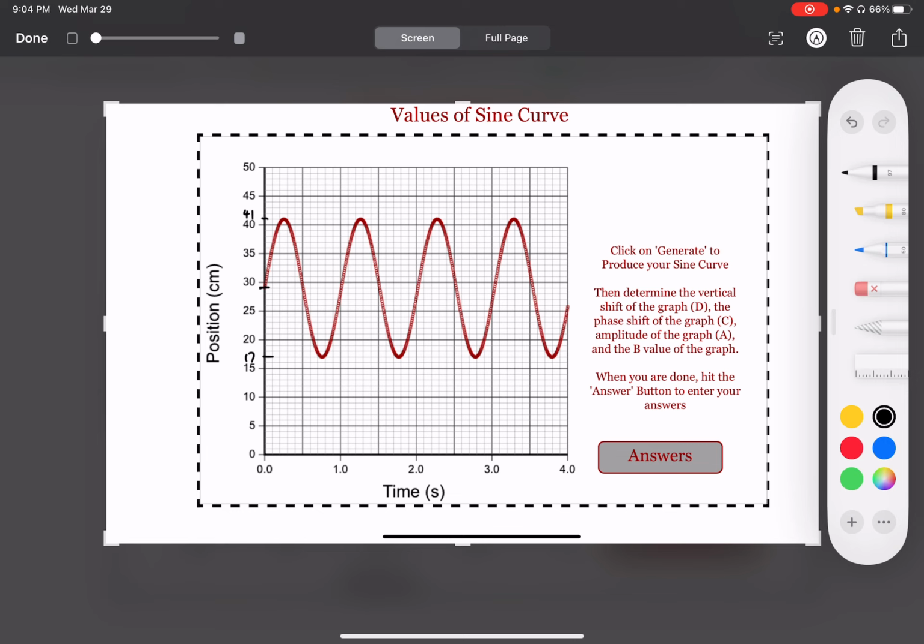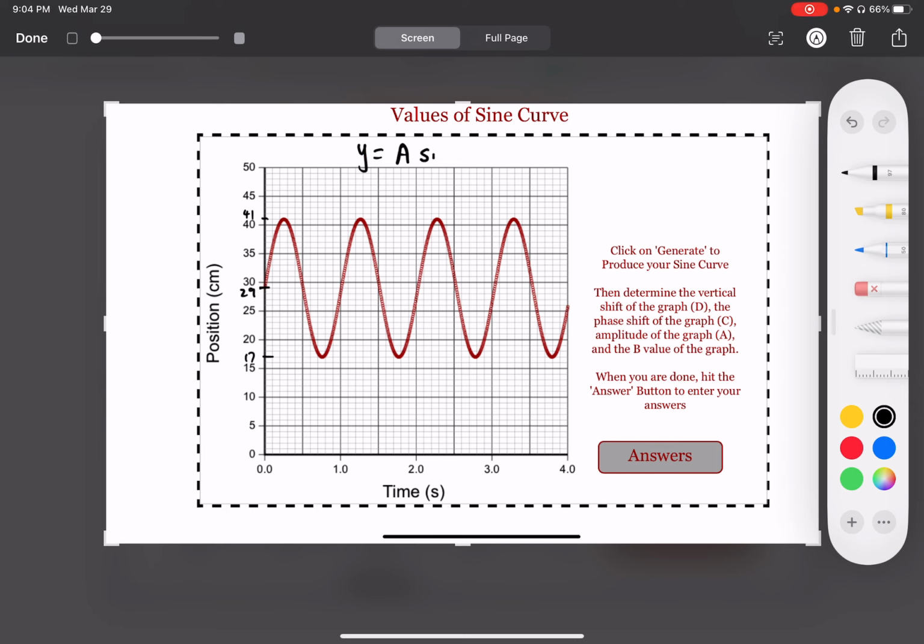It looks like it's around 29. But to be sure, you'll take your lowest point, 17, add it to your highest point, and divide it in half. And yes, you get 29. So highest plus lowest divided by 2 gets you your average, and in this case, it's 29. That is the vertical shift.